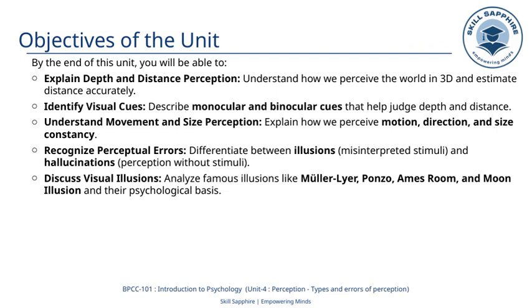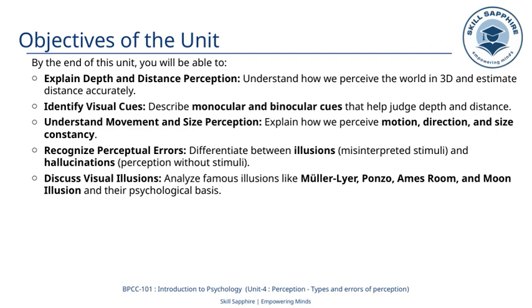Next, we'll explore how we perceive movement, direction, and size. It's fascinating to see how our brain maintains size constancy, so objects don't seem to change size as they move closer or farther away. We'll look into perceptual errors, too. These are mistakes our perception can make, like illusions, which are misinterpretations of stimuli, and hallucinations, where perception occurs without any external stimulus at all.